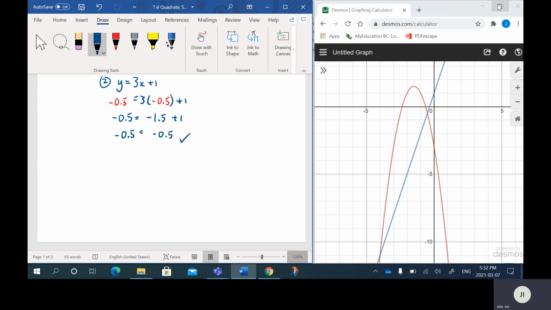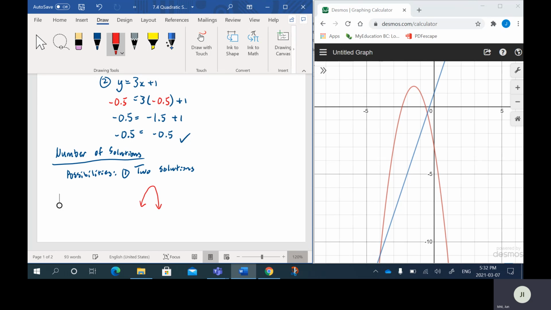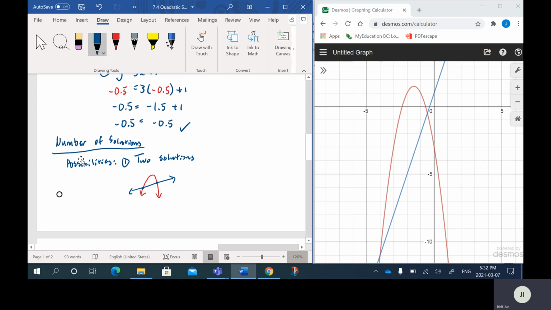What are the actual possibilities for the number of solutions? Okay, so number of solutions. Just going to squeeze that in here. All right, so the possibilities: we can have two solutions, as was the case in this example, right? So if I have a parabola, you can open up, open down, doesn't matter. But I can also draw a line, and if it crosses the parabola twice, you can have two solutions, right?